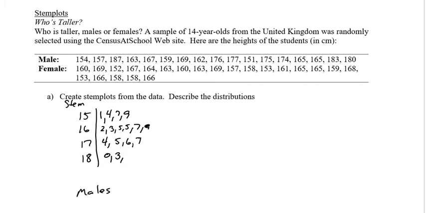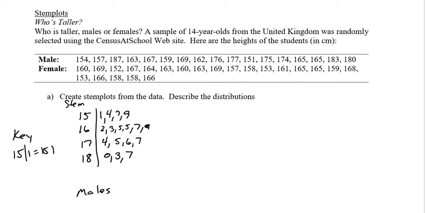So our key would be 15|1 equals 151. Let people know what the numbers mean. Now we could talk about shape, center, and spread. It certainly doesn't look like there are any outliers. It's all pretty packed. It looks fairly symmetric. Okay. The spread goes from 151 to 187, and the center is going to be right around 168, 169, somewhere in that range.